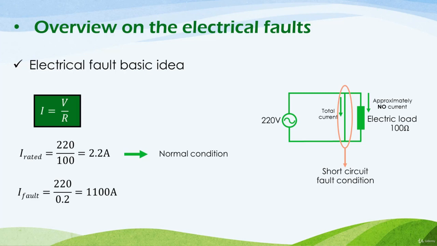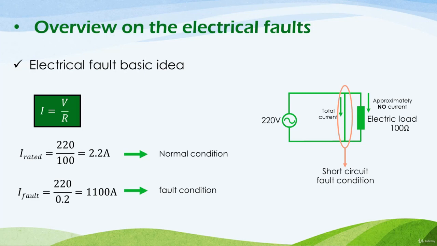And at first glance, it appears that this current is a very huge one when compared to the rated current, as the current has increased from 2.2 to 1100 amperes. So the fault current is about 500 times larger than the rated current. And the problem now is that this circuit is designed to withstand the rated current, not the fault current.